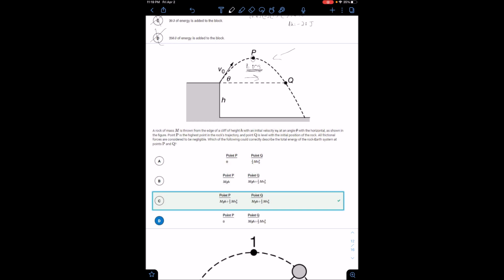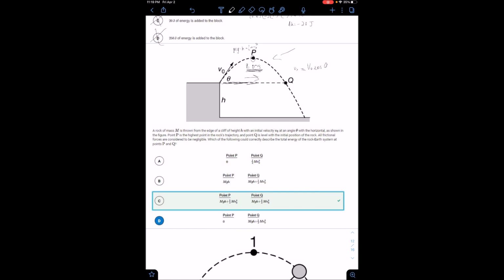And so to account for point P, we still have the mass times gravity times whatever height it's at, plus 1/2 times the mass times the velocity squared. So we could account for the velocity in the horizontal component as horizontal velocity equals v initial times cosine theta, which would get us this right here. And so we got point P.